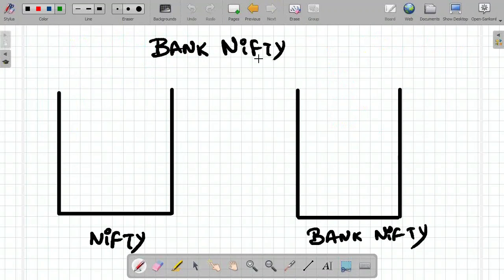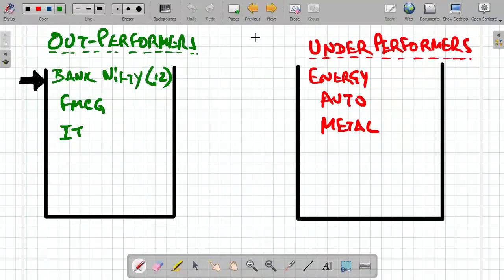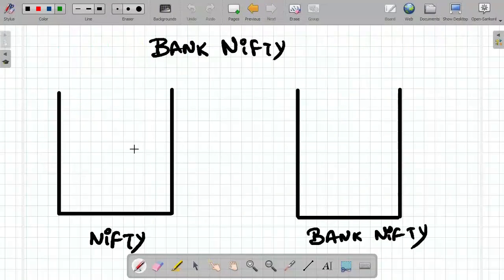So I am looking to buy from an outperforming sector. So I'm more keen to go long rather than go short. I'm not going to go short. Why am I not going to go short in Bank Nifty stocks? Because it's an outperforming sector. So I'm only looking to go long.